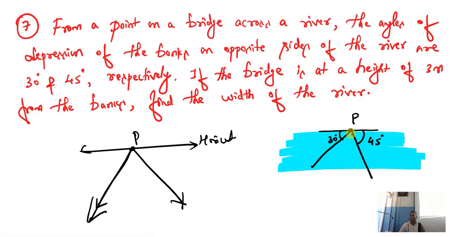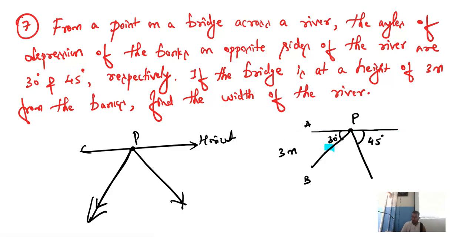Now, if the bridge is at a height of 3 meters, this is the height of the bridge. Let me name it AB. So the height of the bridge is 3 meters. Either you take this side or this side, on both sides it will be the same. Height remains the same, no? Look at here. If you are getting confused, I'll do it.